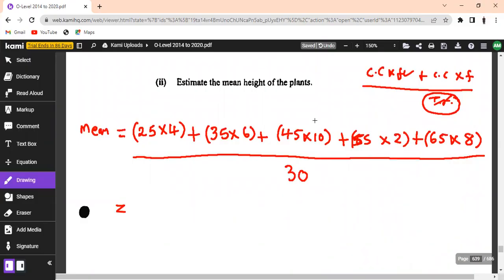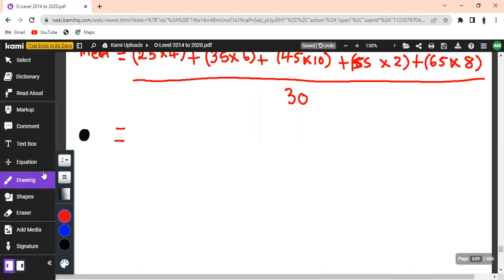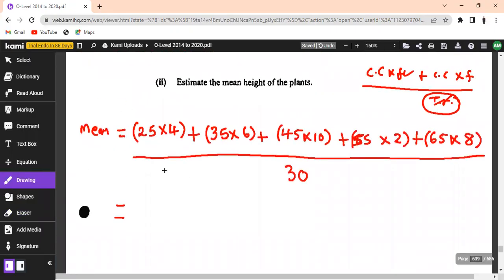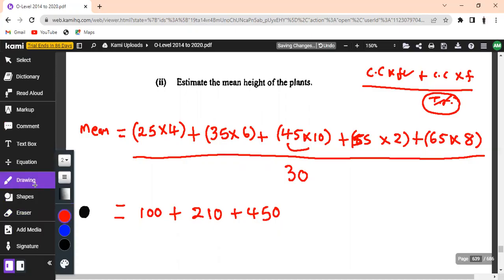All right, so let's just perform our multiplication as usual. Multiply properly: 25 times 4 gives us 100. 35 times 6, which is 210. So you have to multiply each and every part. 45 times 10 is 450. We move on to 55 times 2, which is 110. Plus 65 times 8: 8 times 6 is 48, plus 4 is 52, so it's going to be 520.